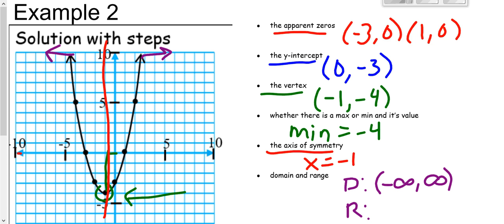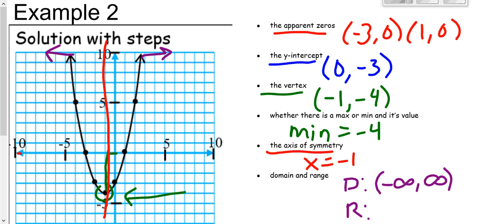Guys, if nothing else, you should get that part right because it's always going to be the same when you're talking about a quadratic function or an absolute value function or a linear function. They're always going to go from -infinity to +infinity.